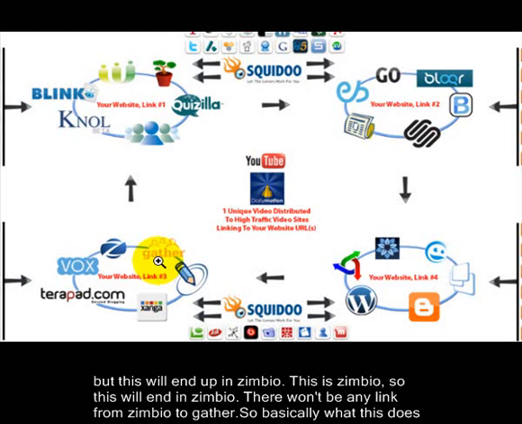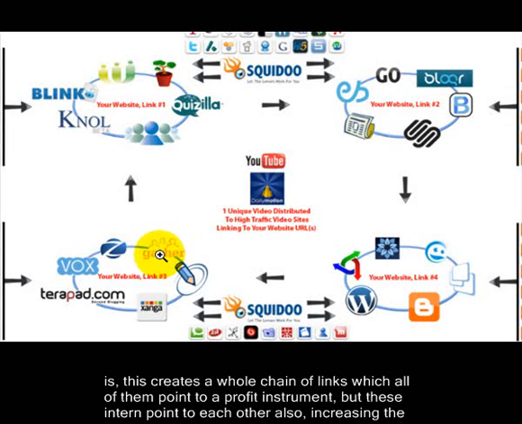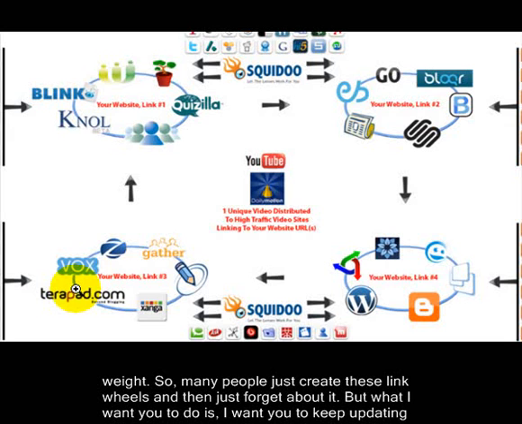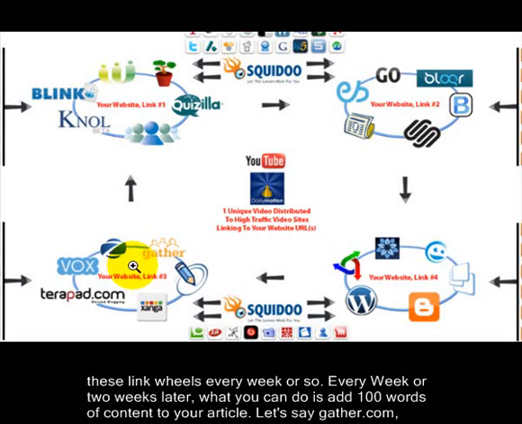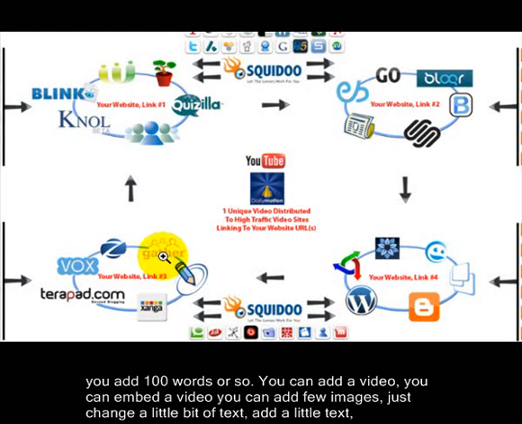So basically what this does is it creates a whole chain of links, which all point to a profit instrument, but these in turn point to each other also, increasing the weight. Okay. Many people just create these link wheels and then forget about it. But what I want you to do is keep updating these link wheels. Every week or two, you can add 100 words of content to your article in, let's say, gather.com. You can embed a video, you can add a few images, just change a little bit of text, add a little text.